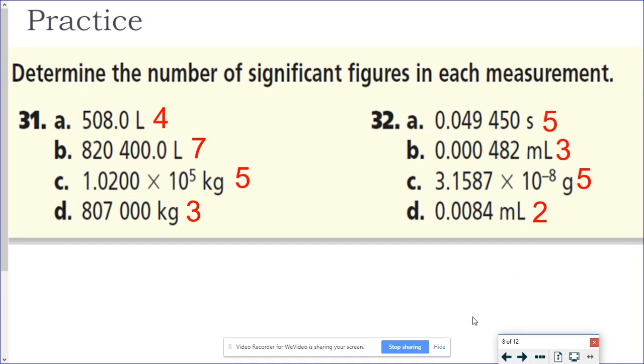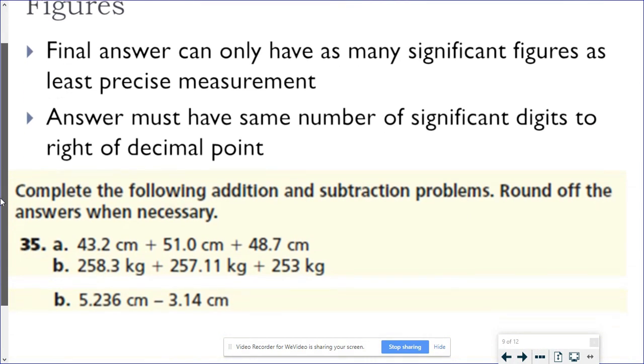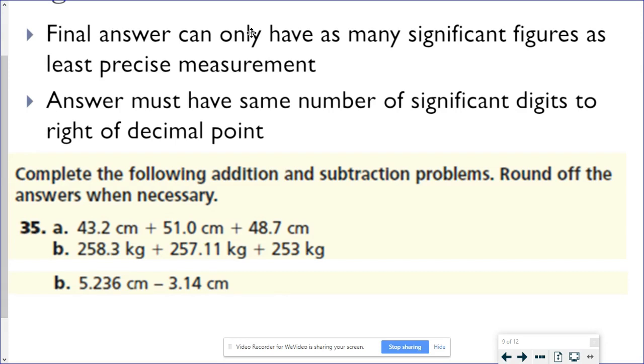So here again, answers, the same ones that I was doing as I was going through with you. When we're adding and subtracting, they have special rules. When we're looking at sig figs, the final answer can only have as many significant figures as the least precise measurement. So the answer must have the same number of sig figs to the right of the decimal point. So you look to the right of the decimal point, and that's what you use to determine your significant figures. So if we were to add these up, the answer should be to the tenth place.